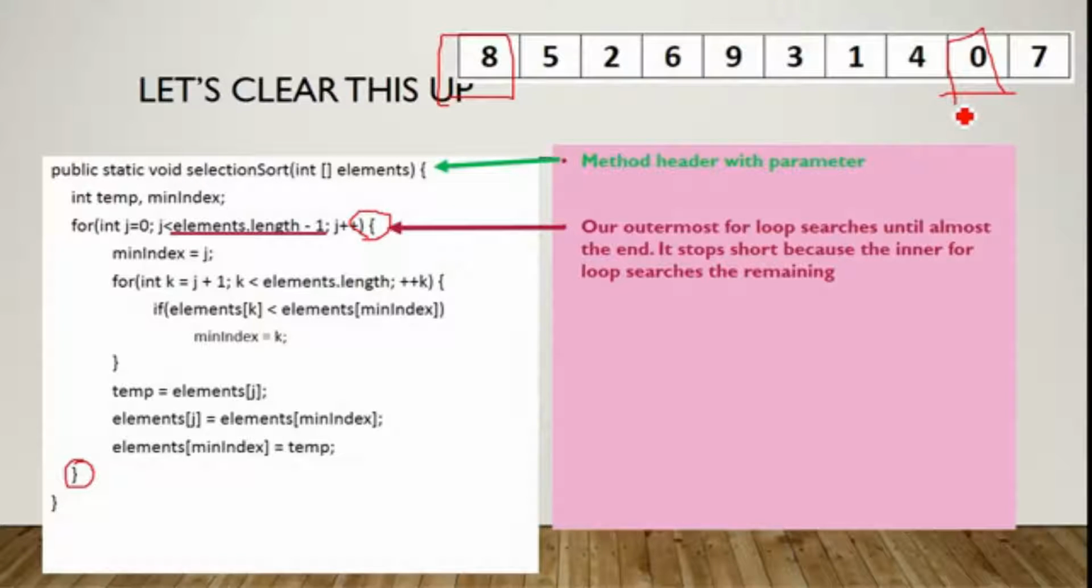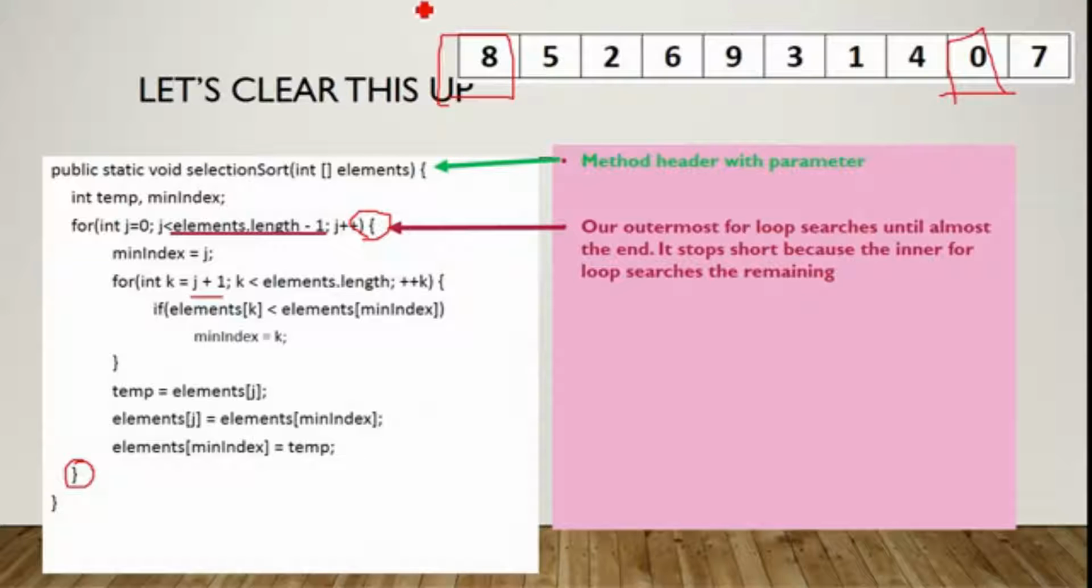The reason is because the inner for loop will continue it. It starts at j plus 1. J is the outer for loop's counter variable. If it went all the way to the end, to the 7 over here, and then went into the j plus 1, well, we'd try to exit it, and you'd get an array index out of bounds exception, which would be a problem. So it stops short, lets the inner for loop search through the rest.